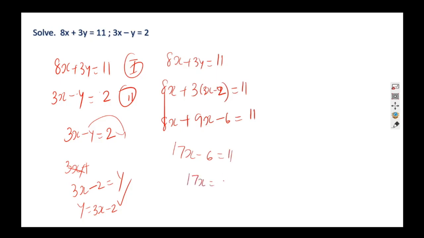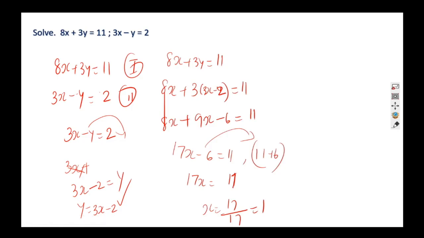17x is equal to 17. How? Because it becomes 11 plus 6 on the right. So it became 17x is equal to 17. Correct? X is equal to 17 upon 17, which is equal to 1. Understood? So we got the value of x here.